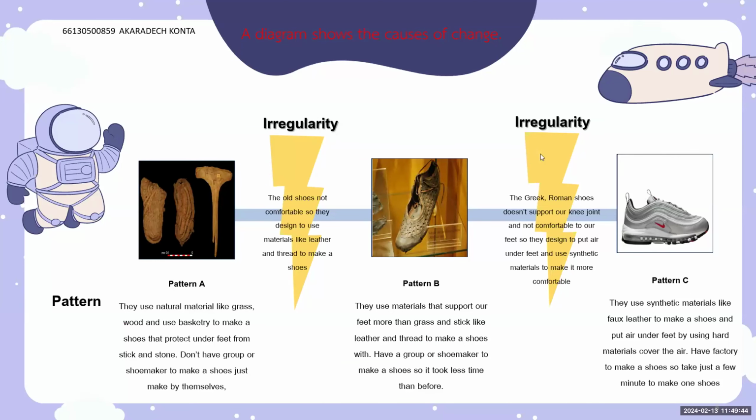The irregularity is that the old shoe is not comfortable, so they designed it using materials like leather and thread to make a shoe. The second one is that the Greek Roman shoe doesn't support our knee joint and is not comfortable for our feet, so they designed to put air under the feet and use synthetic material to make it more comfortable and support our knee joint. Thank you.